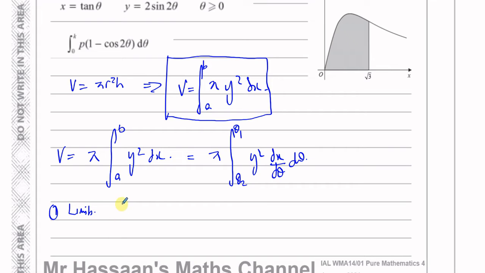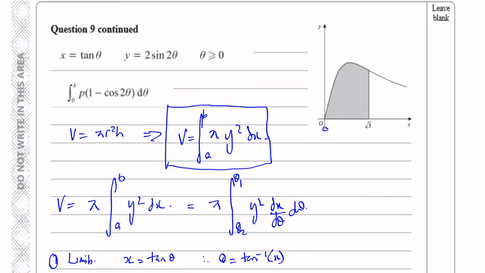Okay, so I want to find what theta is when the x values here are 0 and root 3. Those are the x values here. So I know that x equals tan theta. Therefore, I know that theta equals inverse tan of x. So when x equals 0, theta equals 0. And when x equals the square root of 3, theta equals, now we want to do it in terms of radians. Whenever you use differentiation and integration with trig functions, you must always use radians, always.